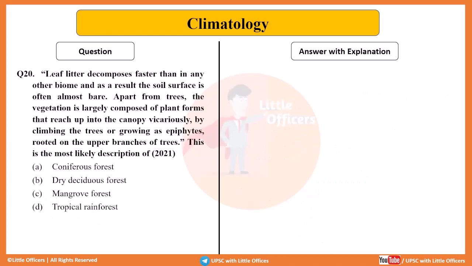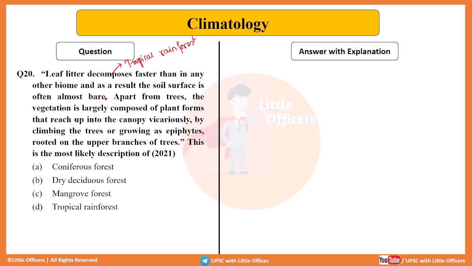Leaf litter decomposes faster than in any other biome. So where does this happen? And as a result, the surface is almost bare. Just now we have covered tropical rainforest. This kind of behavior we have seen. Okay, rainforest. Let's read the rest of the things also. Let's not come to the conclusion.